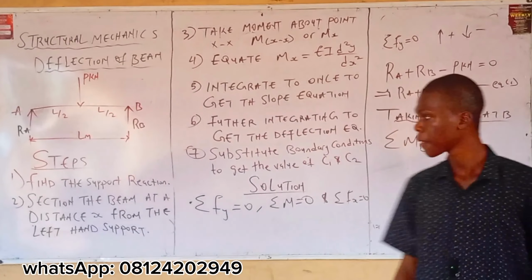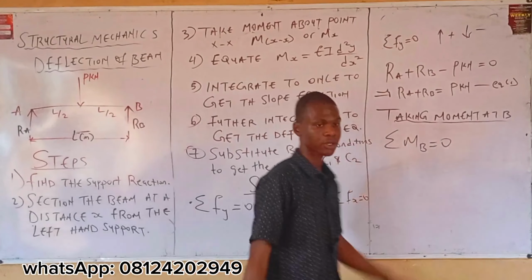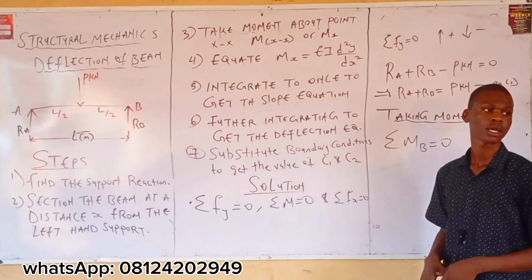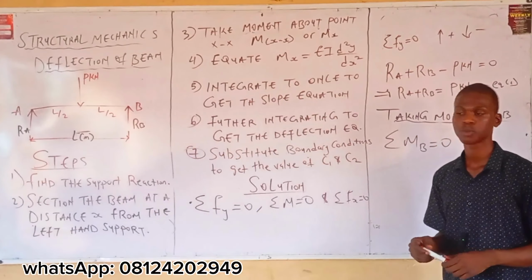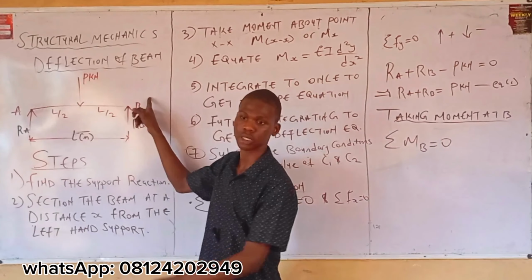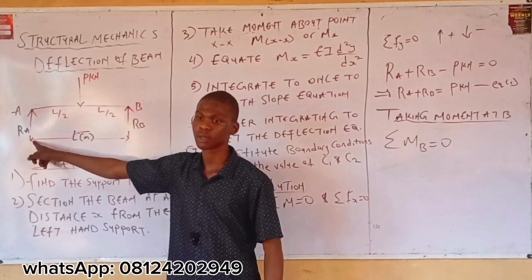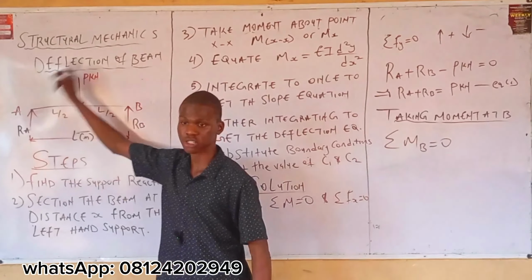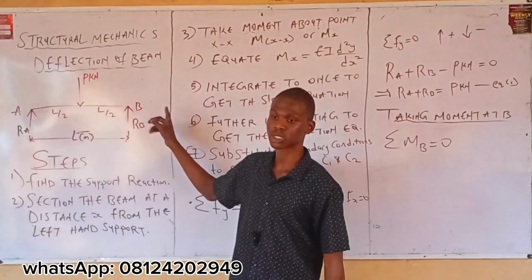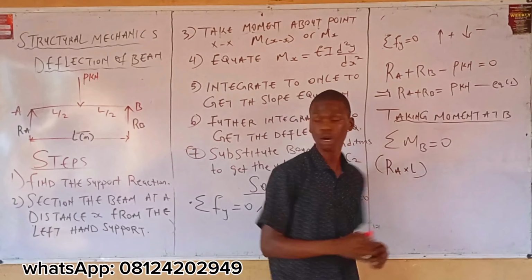So we have RA times L, minus P times L over 2. You are taking moment at B. What does moment mean? Force times distance. So you are considering these two forces traveling to B. Let's consider the first one. In what direction, and what's the total distance this force covers before getting to B? Clockwise, meaning positive. The force is RA, the total distance covered is L. Meaning your moment is RA times L.